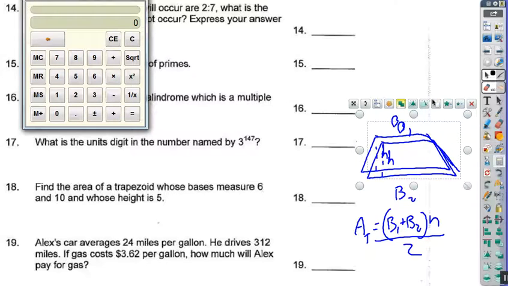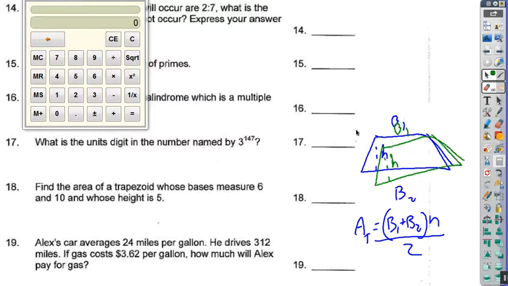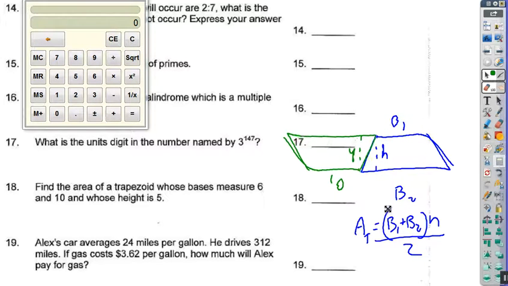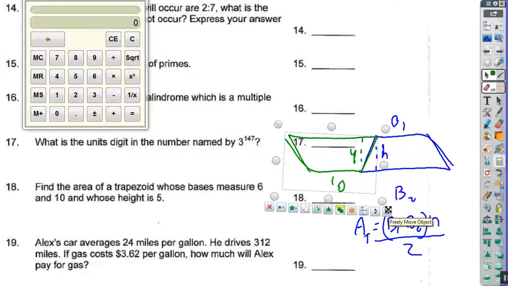It may happen in our lifetime. I'm going to change its color. I'm going to rotate it. You don't have to remember this part, but it's helpful in understanding. Now I have a parallelogram, and the area of a parallelogram is base times height, but we only want half of it, divided by 2, and my base is base 1 plus base 2.